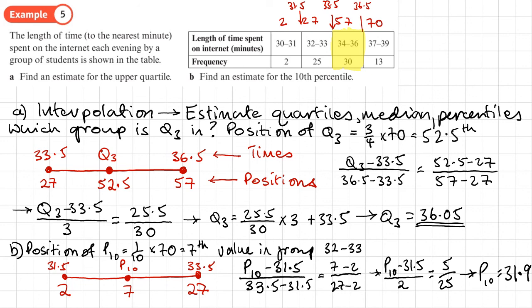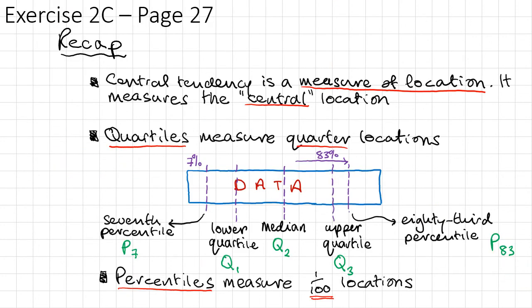So let's just highlight this. Our Q3, 36.05, and P10, 31.9. So you should now be able to do exercise 2C, which you'll find on page 27.